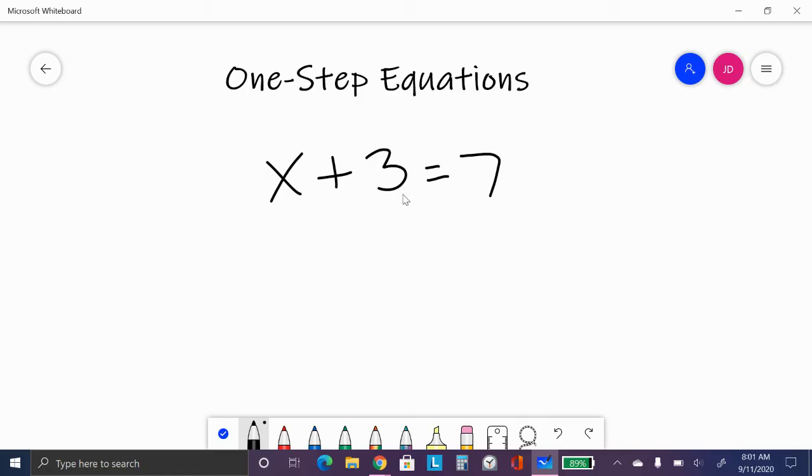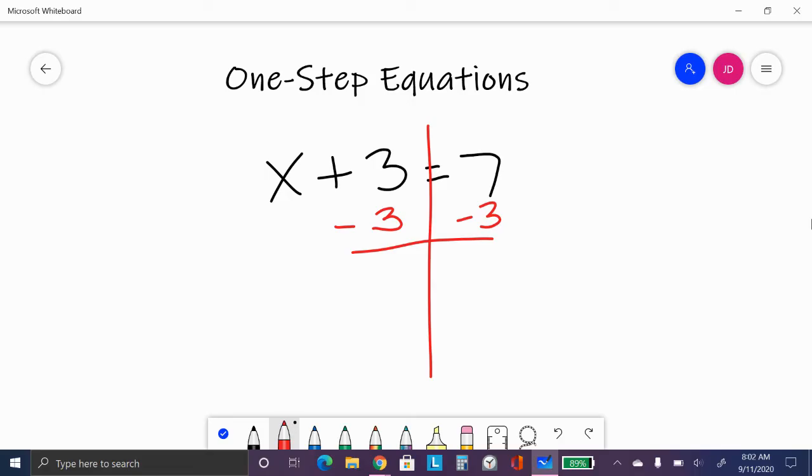Now, each equation has two sides, and what I usually do is draw a line down the equal sign to see both sides of the equation. In order to solve an equation for a variable, you have to do the inverse operation. The inverse operation of adding 3 would be subtracting 3 from both sides. When we do that, we balance out the equation. Whatever you do to the left side of the equation, you have to do to the right in order to balance it out.